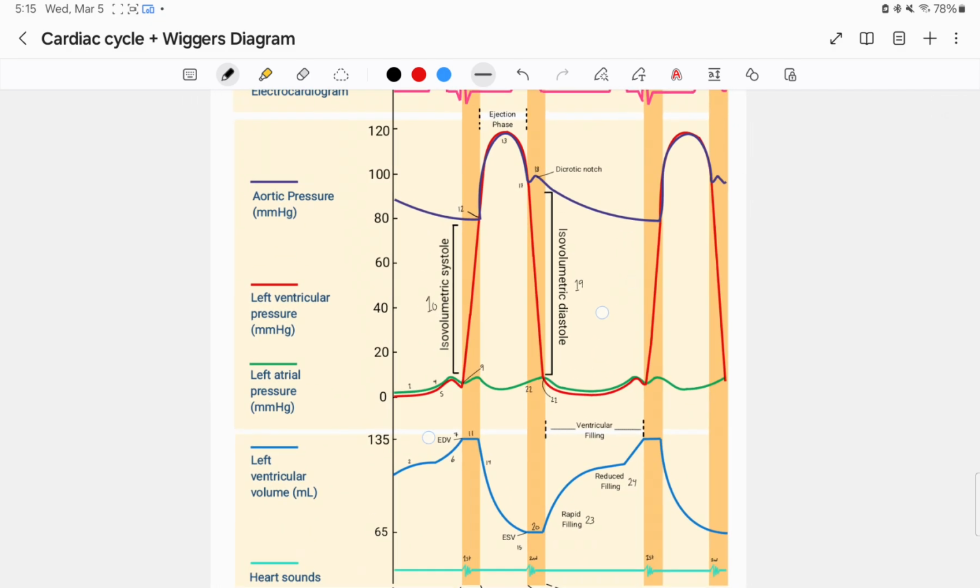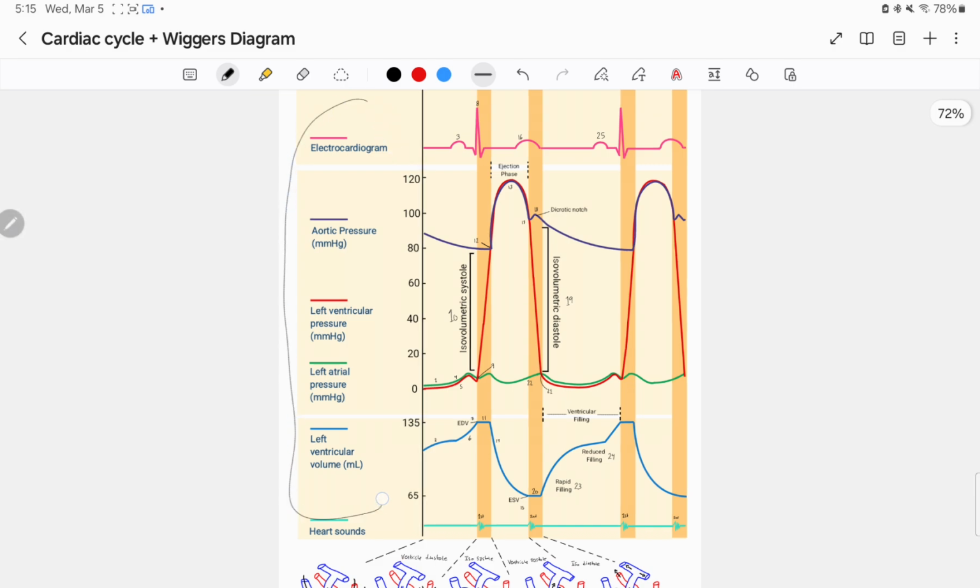So you guys have noticed that all of these colors coincide with their respective graph, okay? Another thing you will have noticed is that the y-axis is very specific here. The y-axis down here is in milliliters, and the y-axis up here is in millimeters of mercury, because we're talking about pressures. Down here, we're talking about volume of blood.